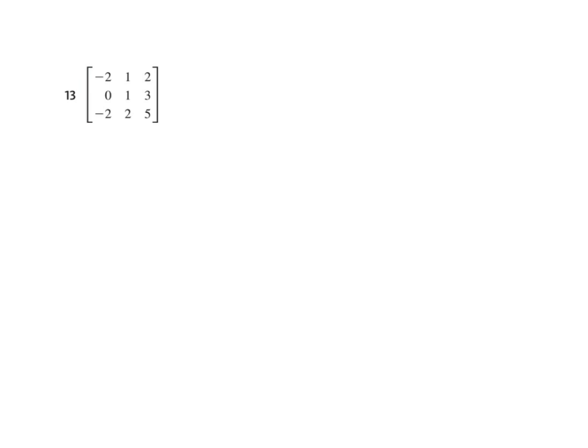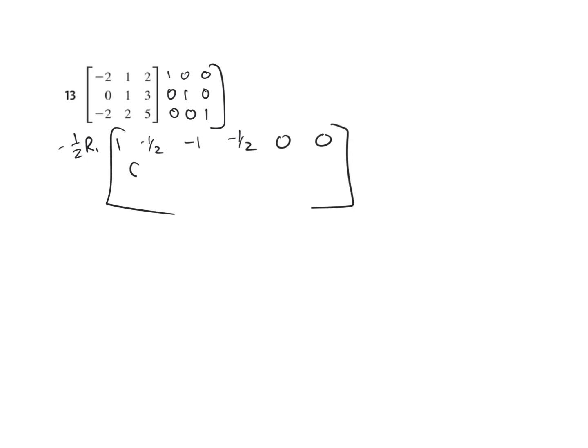Okay, number 13. So we need to add the typical identity matrix here, and then we need to solve it. All right, so first thing I want to do is take half of row 1. Half of row 1 is negative 1, and negative 1 half, 0, 0. So 0, 1, 3, 0, 1, 0, negative 2, 2, 5, 0, 0, 1.